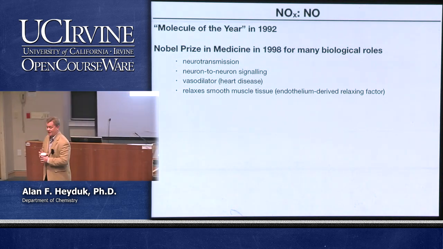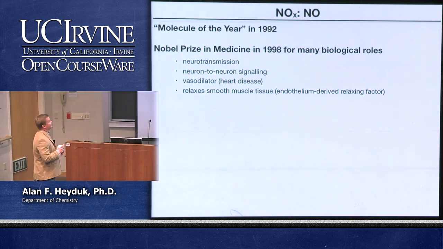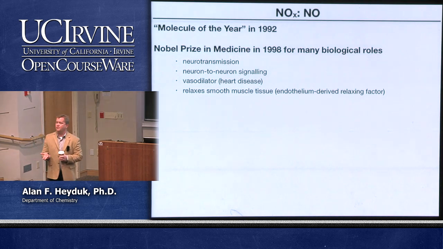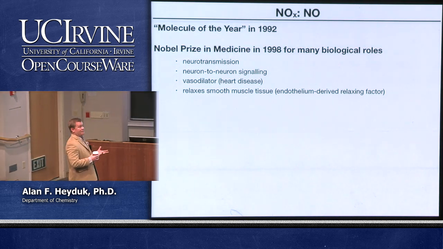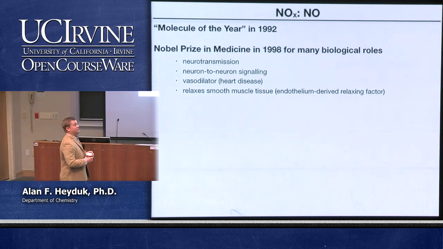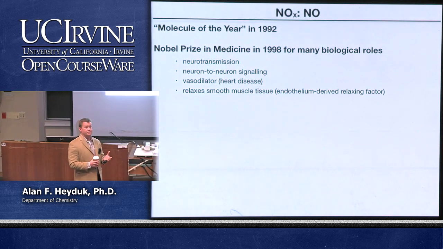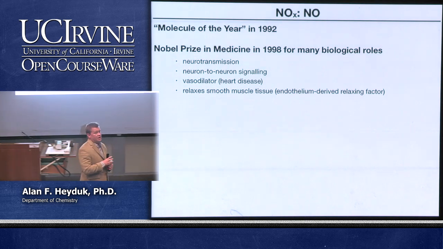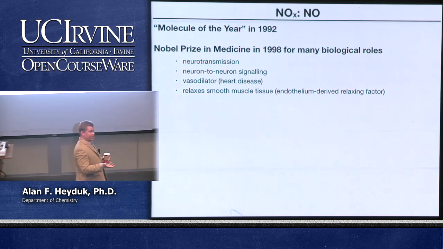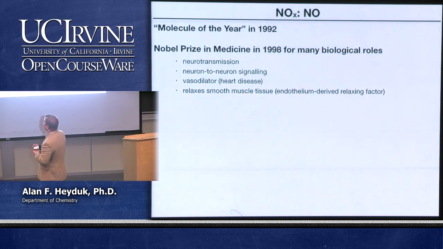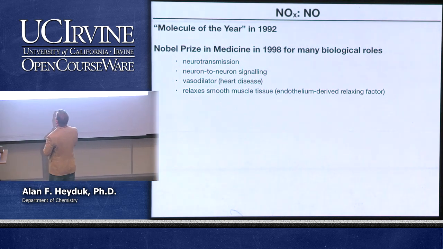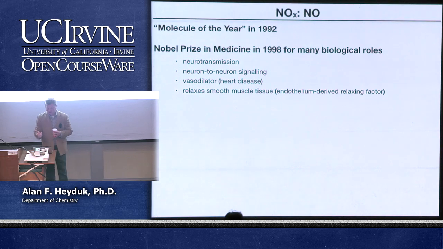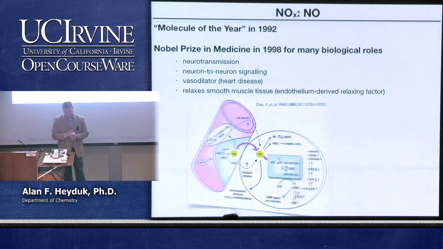It was also responsible for the Nobel Prize in Medicine in 1998 because it turns out that NO, which is a pretty simple molecule, it doesn't have a high atmospheric concentration, has a lot of biological signaling roles. Turns out that that small molecule is responsible for a lot of the neurological signaling that goes on in our bodies. And so neurotransmission, neuron-to-neuron signaling, it's a vasodilator, and it's known to relax smooth muscle tissue.